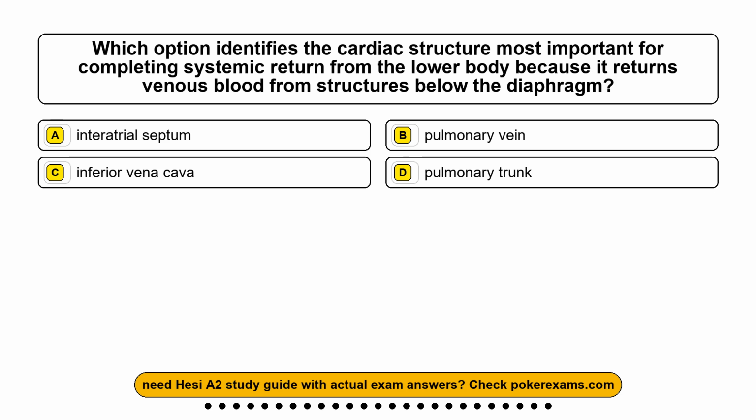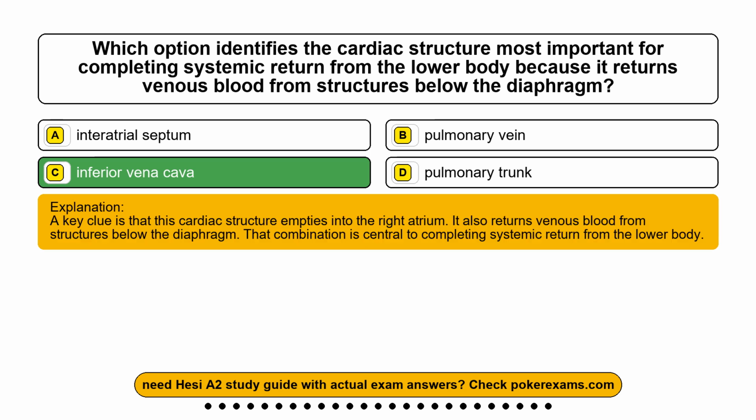Question 17. Which option identifies the cardiac structure most important for completing systemic return from the lower body because it returns venous blood from structures below the diaphragm? Option A, interatrial septum. Option B, pulmonary vein. Option C, inferior vena cava. Option D, pulmonary trunk. The correct answer is option C, inferior vena cava.